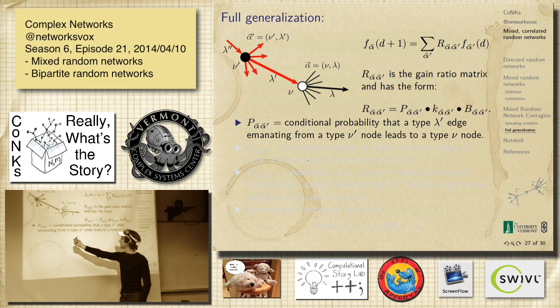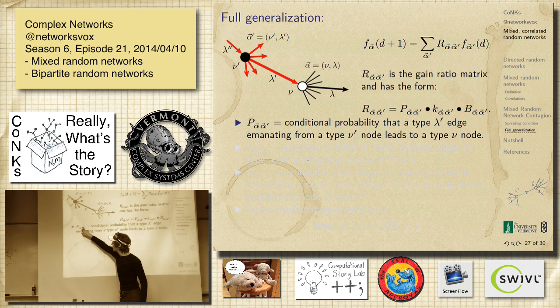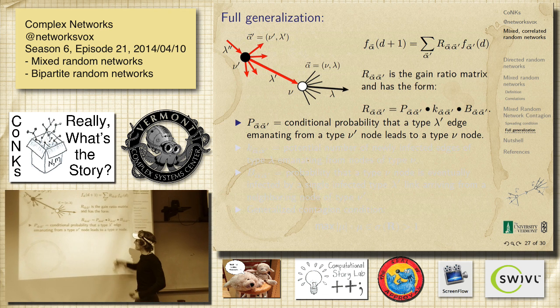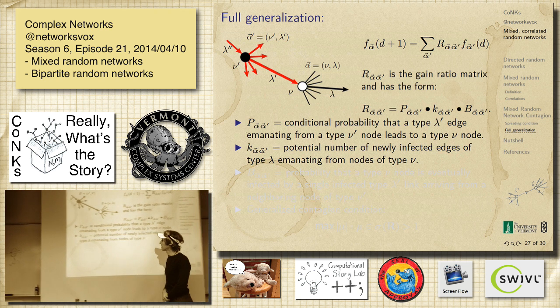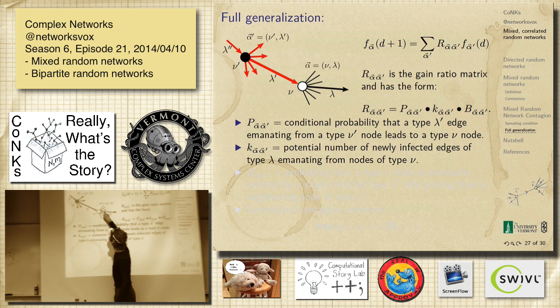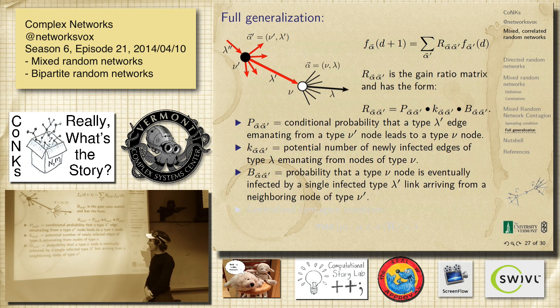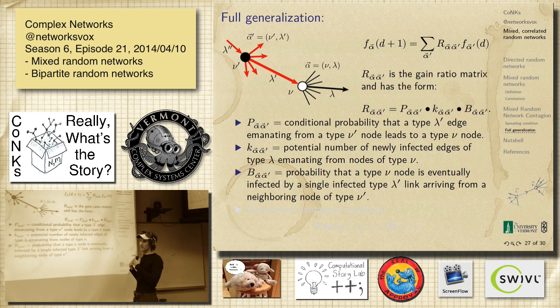So again, it's a conditional probability. So it's a lambda prime edge coming from a nu prime node that's encased in this little piece reaches a type nu node, and you don't really have to put lambda in here as well, but just for convenience we put alpha and alpha prime. Bit tricky. So this is the potential number of edges that come out the other side that are of type lambda, given that it came from an alpha prime situation. And then this is the probability of infection. So it's really the same thing, but it's just absurdly generalized.